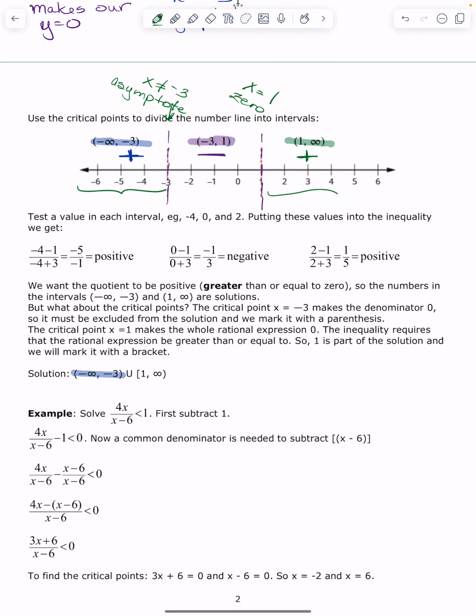we get everything over here, but this time we can include that endpoint, because it's okay to have x equals 1. That just gives us a 0. So we have a square bracket on the 1. And we go all the way up to infinity. And there's our solution.